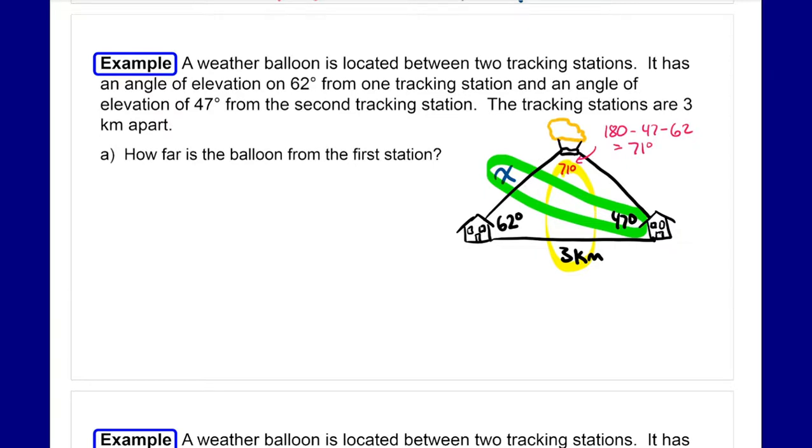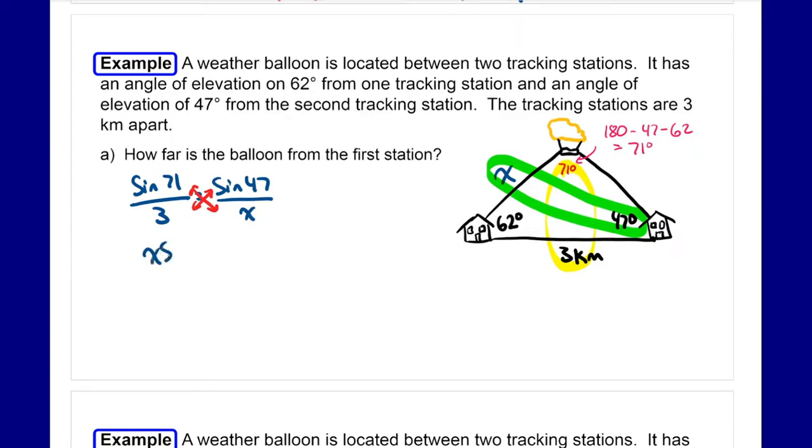So again, do sine of 71 over 3 is equal to sine of 47 over x. And again, realistically, it doesn't really matter if you have the sides on the bottom or sides on the top. The steps are still going to be the same. You're still going to cross multiply.